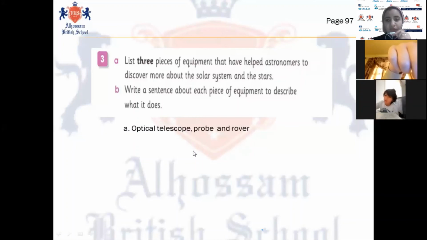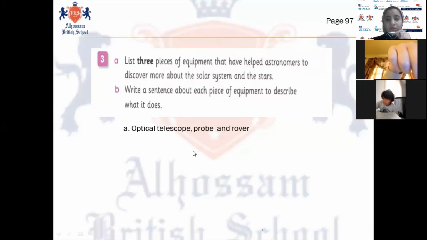This is the shape of the rover. Look at your book, last question. This is the rover here. Write a sentence about each piece of equipment to describe what it does. For example, talk about the telescope.